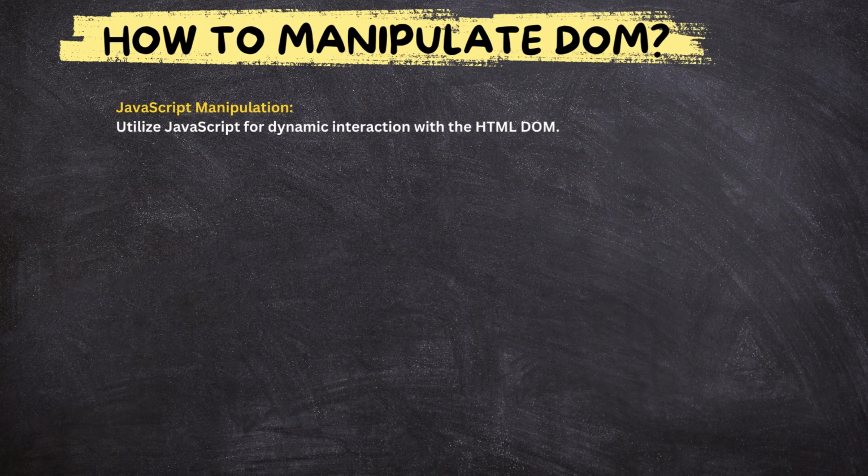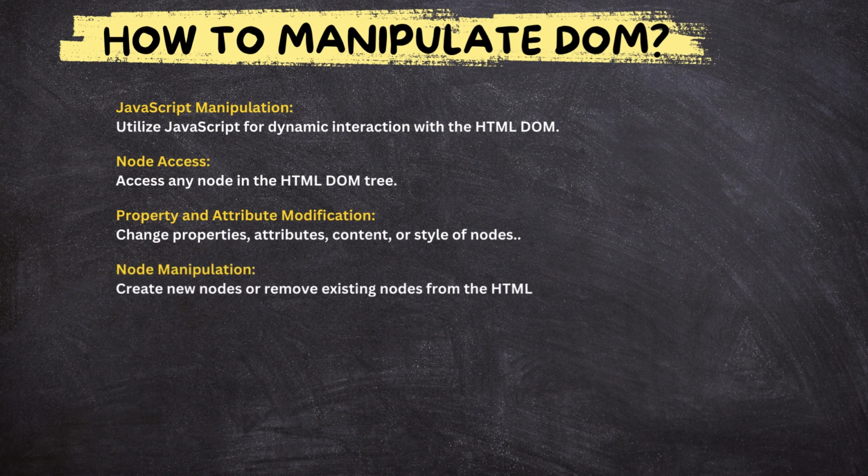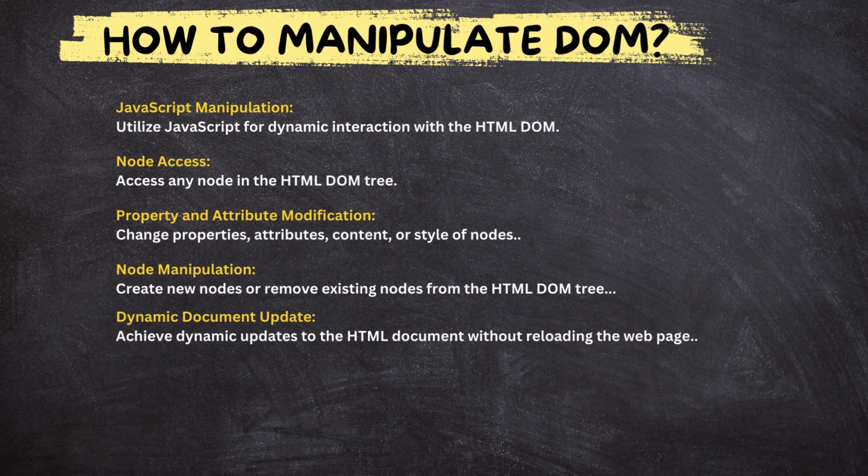Now, how can we use JavaScript to manipulate the HTML DOM? One of the main advantages of the HTML DOM is that we can use JavaScript to manipulate it. By using JavaScript, we can access any node in the HTML DOM tree, and we can change its properties, attributes, content, or style. We can also create new nodes or remove existing nodes from the HTML DOM tree. This way, we can dynamically update the HTML document without reloading the web page.